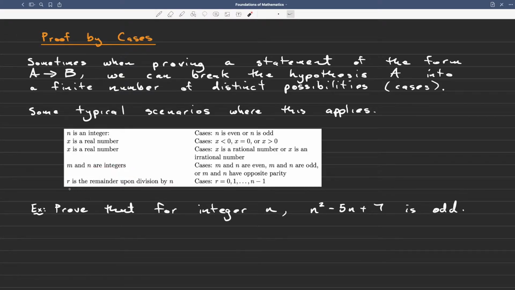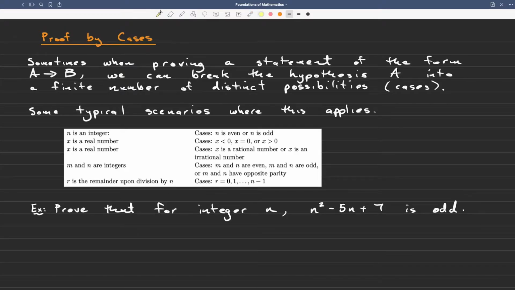If in your hypothesis you're dealing with the remainder upon division by an integer, then as you know, when you divide by 5, for example, the remainder can be 0, 1, 2, 3, or 4. So there are 5 possibilities for the remainder there. In general, if you're dividing by n, there are n possibilities for the remainder, 0, 1, 2, all the way up to n minus 1 is the biggest the remainder can be. So that may be another way that you can break up your hypothesis into some discrete cases. So if you're dividing by 3, for example, you would only have 3 cases to check. So that's kind of nice there.